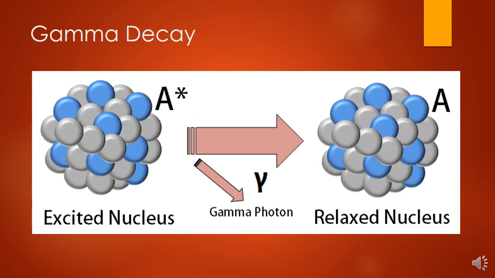And then we have the third type, which is gamma decay. Now, the A is just a symbol being used to represent some element. The asterisk means it's unstable. So A unstable eventually turns into A stable, and it does this by giving off gamma radiation in the form of photons. So in the middle, that backwards Y looking thing, that's just another way of writing the Greek letter gamma.